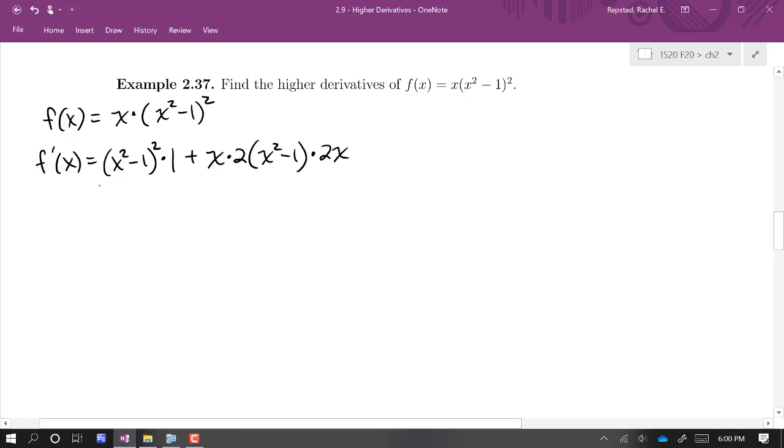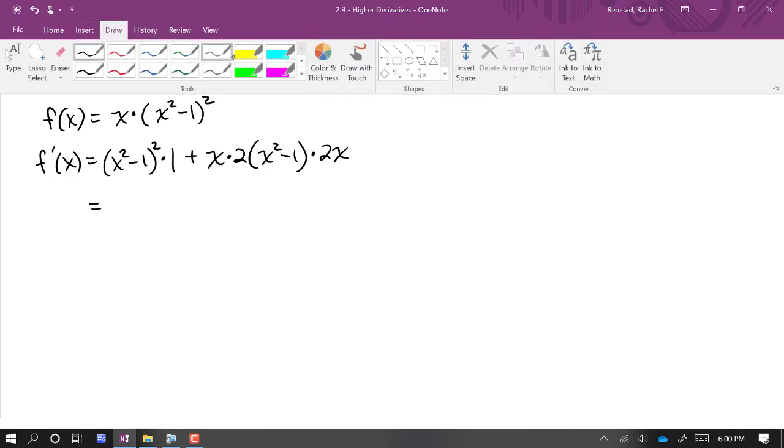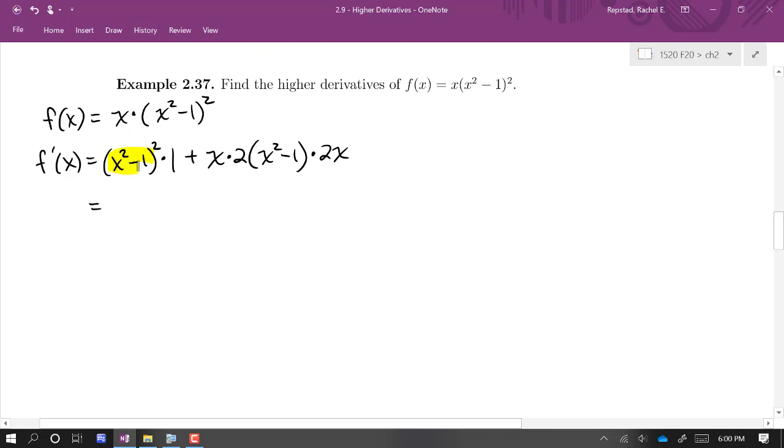So we need to clean this up a bit. I'll note that we can actually factor out an x squared minus 1 to the first power. So let's do that.